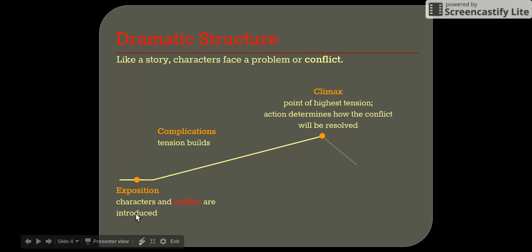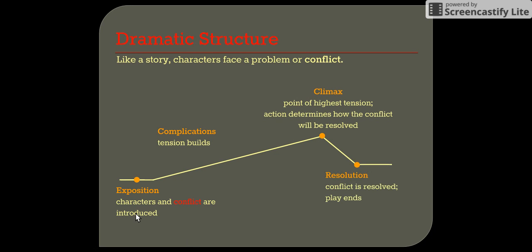So our dramatic structure, this one you do not have to copy. Remember, anytime that I'm going too fast, go ahead and stop me so that you can take your notes. Dramatic structure, like a story, characters face a problem or conflict. Just as any of the stories that we've been reading, a play and drama usually has the same form of storyline, kind of like our plot, right? Our plot diagram, our exposition, characters and conflict are introduced. Our rising action, complications, tension starts to build up. So this is your problem that starts coming up.